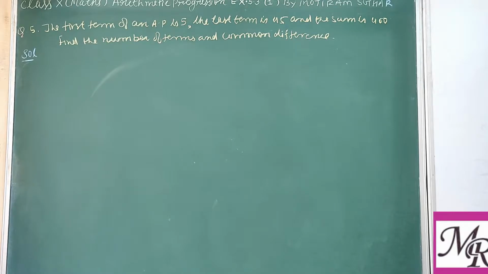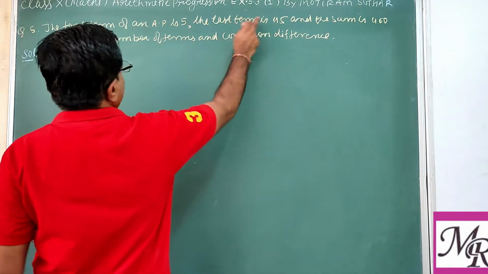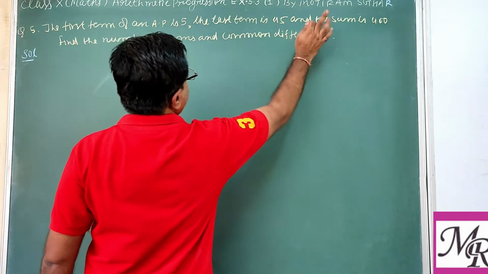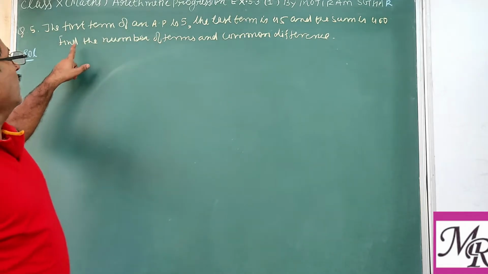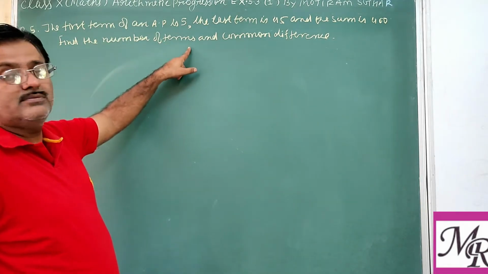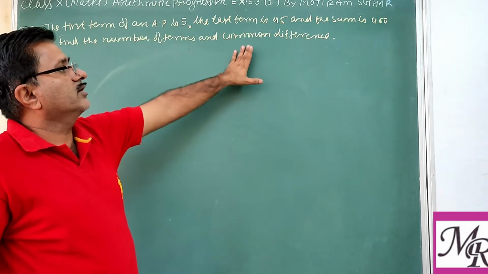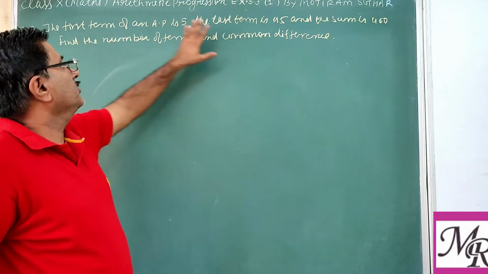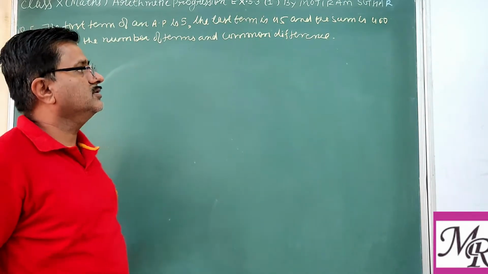Here see, the first term of an AP is 5, the last term is also given, 45, and the sum is 400. Three things are given and we have to find the number of terms, how many terms of the AP there are, and what is the common difference of that AP, whose first term is 5, last term is 45 and the sum is 400.